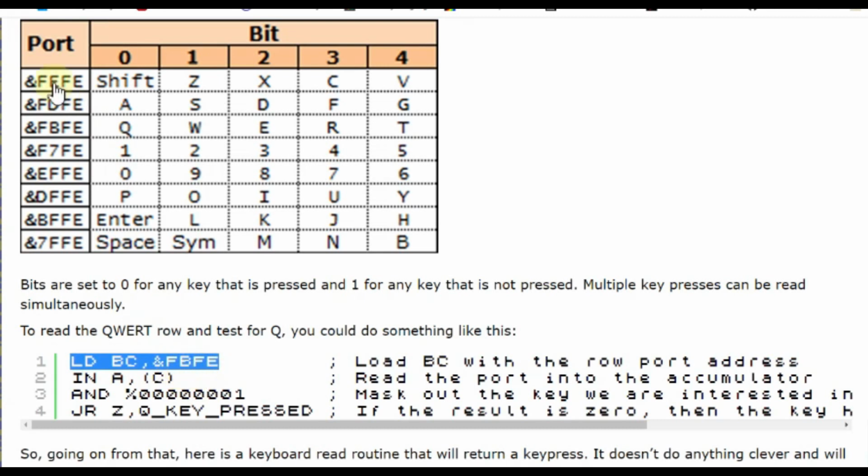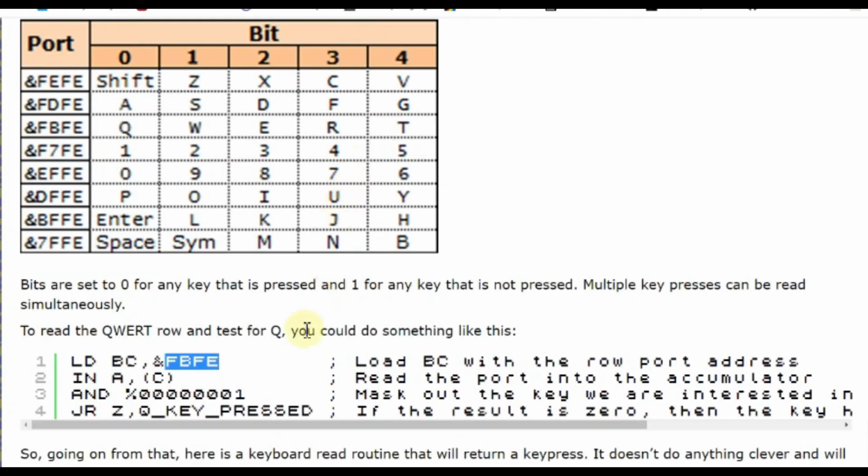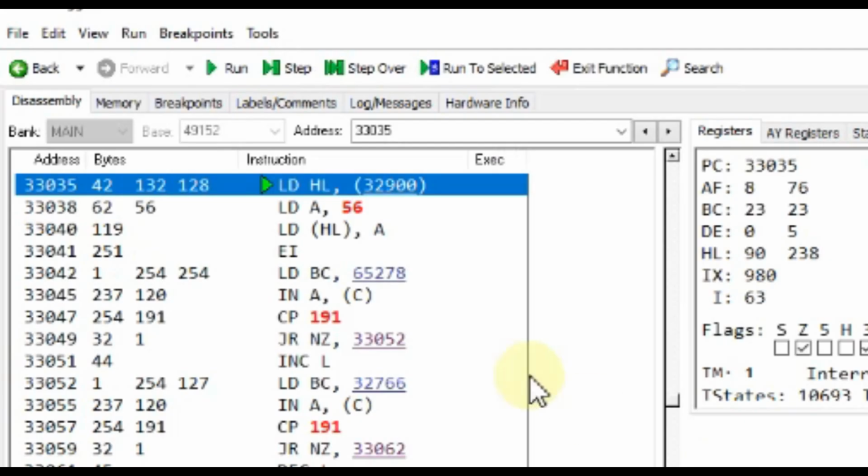So these are the port numbers here, and you want to load the BC register pair with a port number. In this case they're reading this row, QWERT, and then the next instruction reads the port into the accumulator, a very useful instruction to have. And you can see that's exactly what he's doing here. He's loading a value into BC.